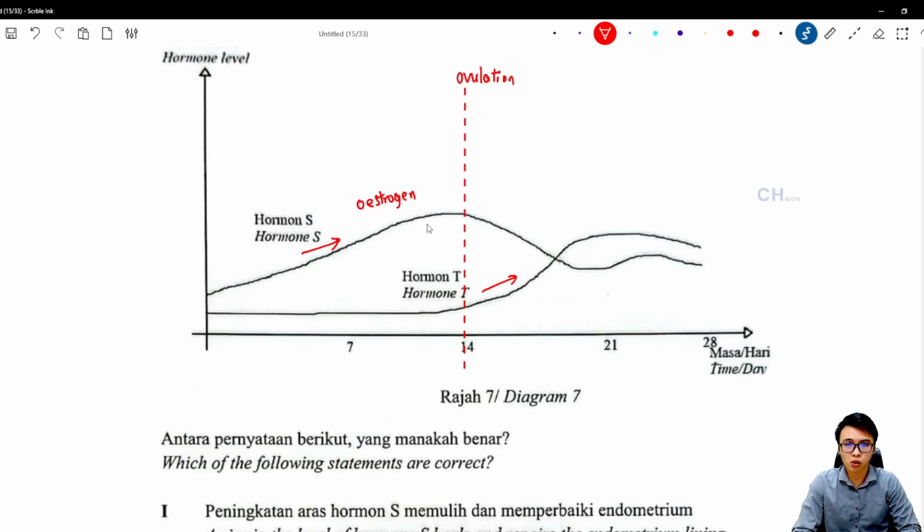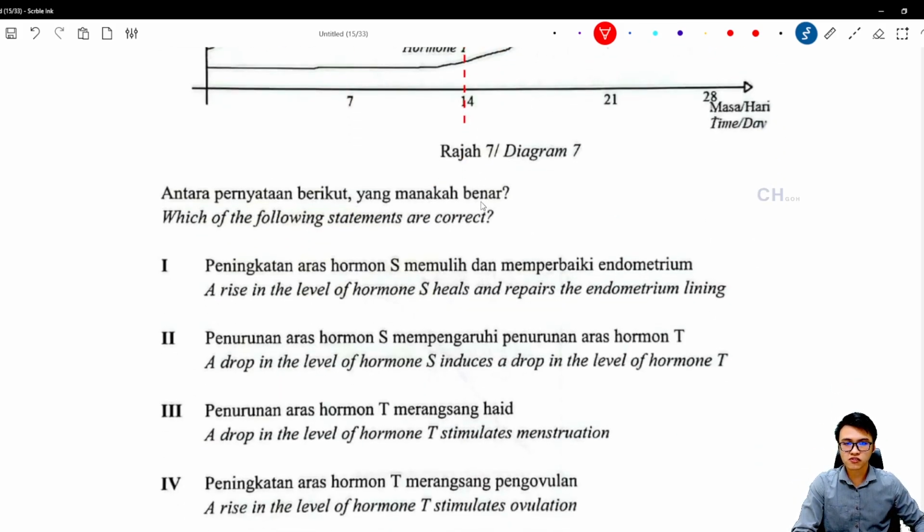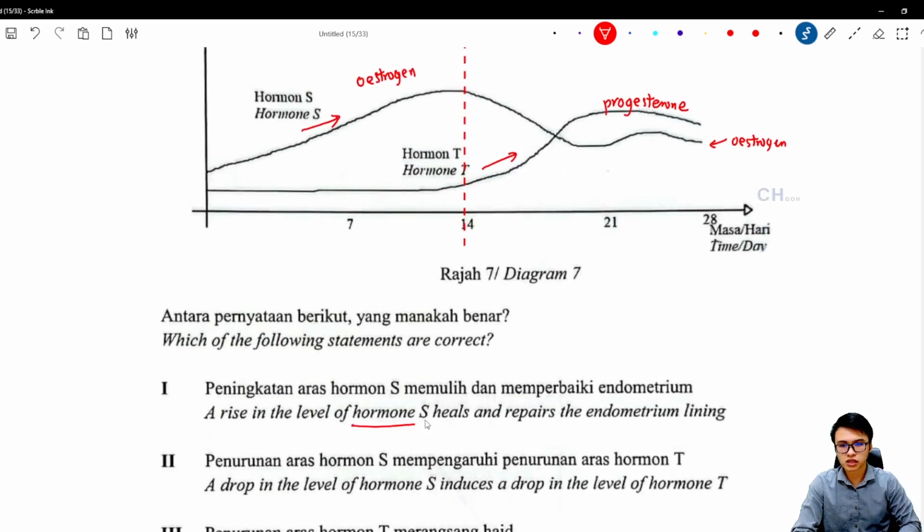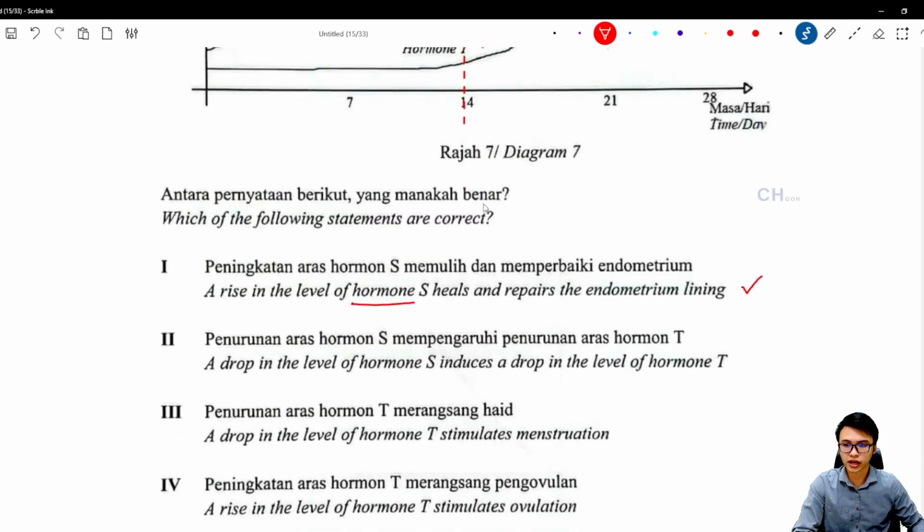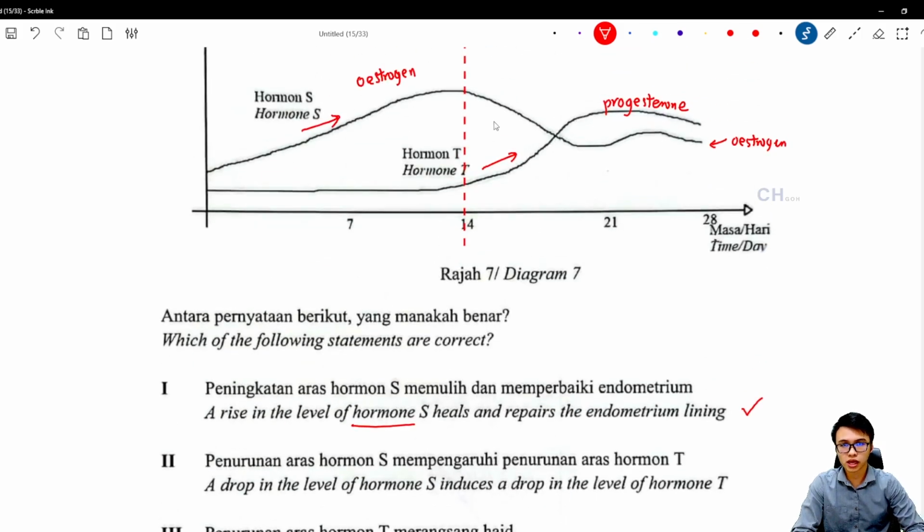Now, why not LH? Because after ovulation, the estrogen still remains at a certain level, slightly below the progesterone. T is the progesterone. That's why hormone S is not LH; instead, it is the estrogen. The function of estrogen is that hormone S heals and repairs the endometrium lining, correct? A drop of hormone S induces a drop of hormone T. It's wrong. A drop of hormone S will increase hormone T. So this one is not correct.